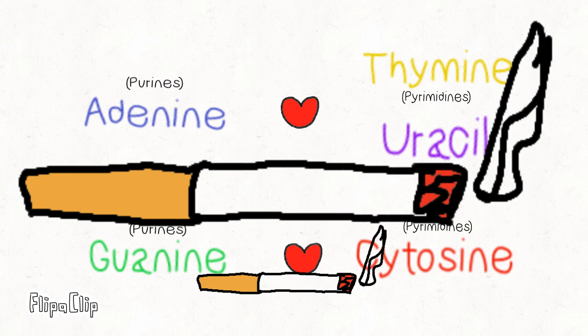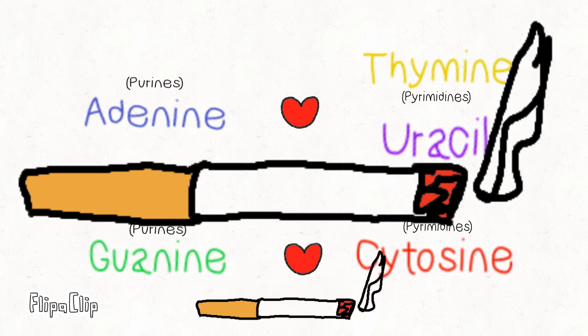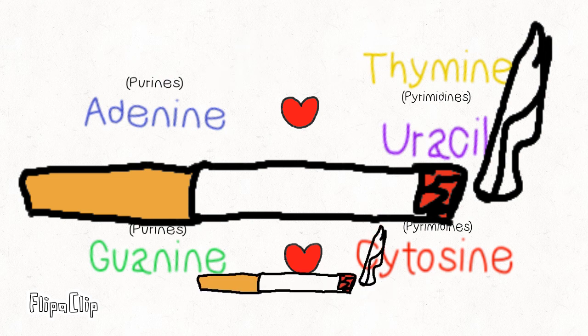Now the real effect comes when the DNA is being replicated and those aforementioned changes are permanently implemented, adding or deleting a base pair permanently.